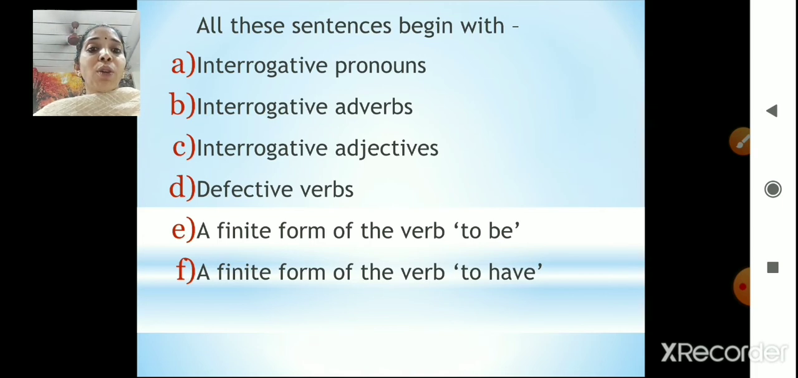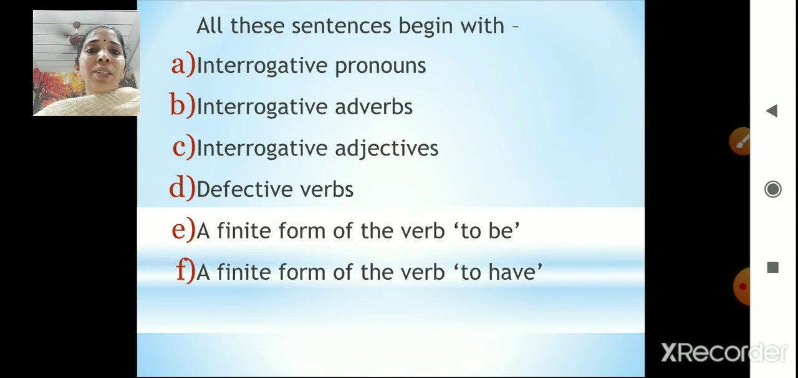The next is defective verbs. Do you remember defective verbs? I have taught you these defective verbs. Let me revise that. It does not exhibit all the typical forms, all the characteristics of an ordinary verb. So defective verbs don't have all the qualities of an ordinary verb. What are the examples of these defective verbs? Do you recollect? Yes, can, could, may, might. So all these are examples of defective verbs.